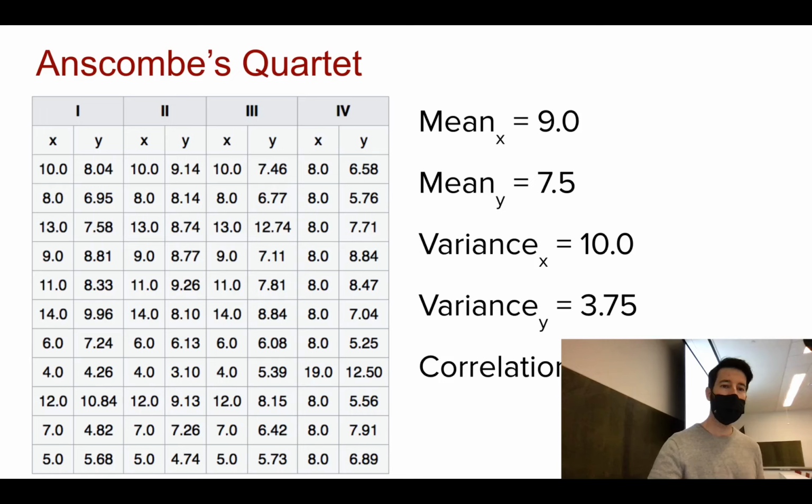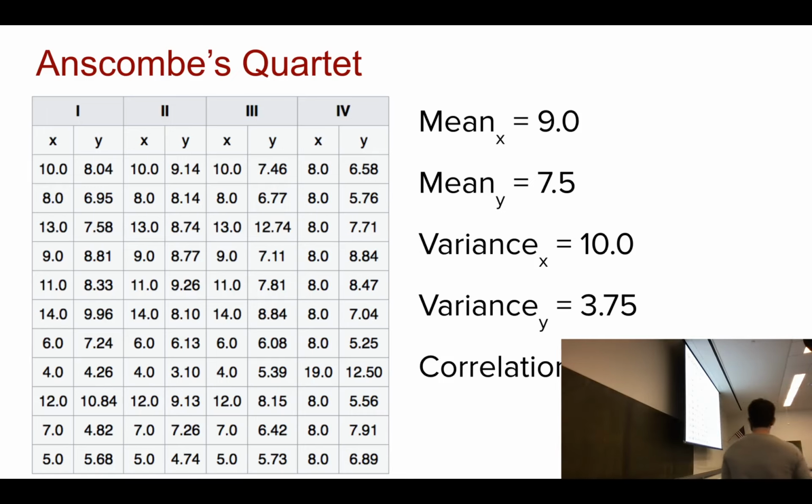So let me show an example of this. This is called Anscombe's quartet. It's a set of 4 data sets. First 2 columns, data set 1. Next 2 columns, data set 2. Next 2 columns, data set 3. And the last 2 are data set 4. Each data set just has 2 attributes, an X value and a Y value. So it's a pretty simple, 2-dimensional data set.